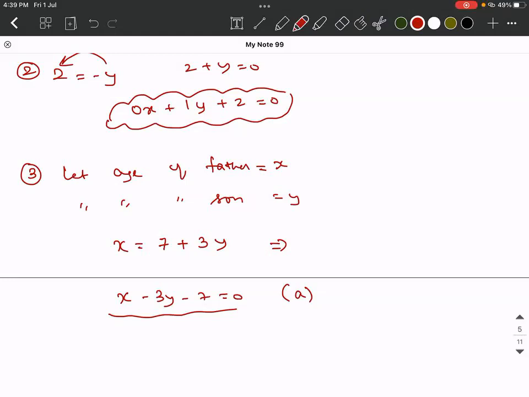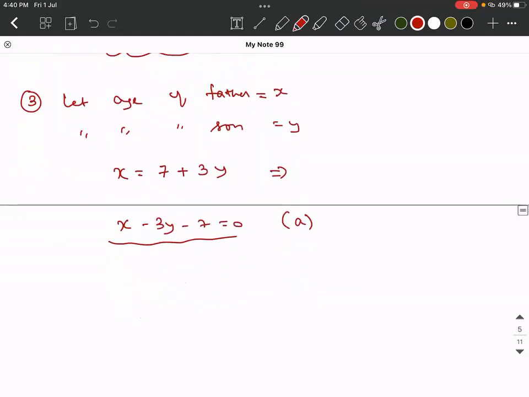Father's age, they have taken it as x. So they told that the age of father is x. So what is the coefficient of x in all the options? The coefficient of x in everything is 1, no? Then they have taken the age of father to be x. Actually, they should have mentioned. You should look at the coefficient. Without options you will get marks because you have represented it. But since here it is MCQ, you need to be clear. So x minus 3y minus 7 is equal to 0.